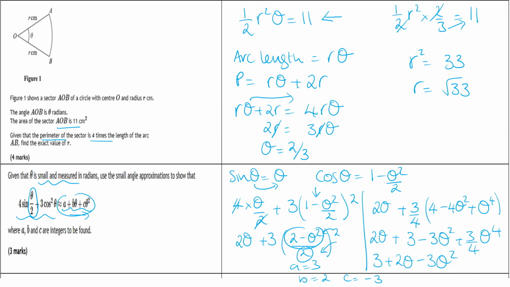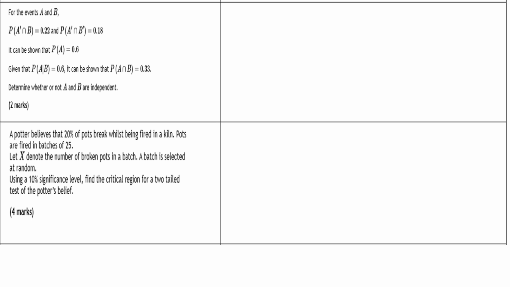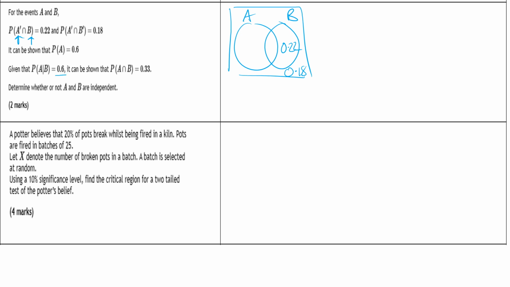C is equal to minus 3. On to the stats questions, and first question we have got a probability question. Always a good idea to put the information on a Venn diagram. So we've got 2 events A and B. We're being told not in A intersection with B is 0.22, so that is that section there. Not being in A intersection, not being in B must be on the outside, 0.18. Probability of A is 0.6, A given B is 0.6, and A intersection B is 0.33. So the 0.33 goes there.